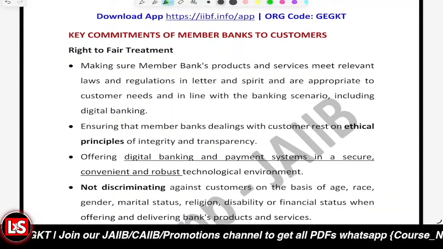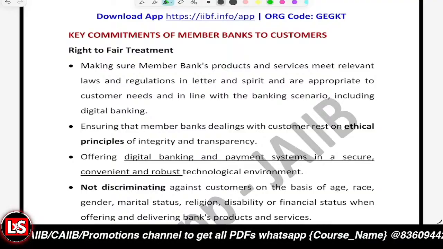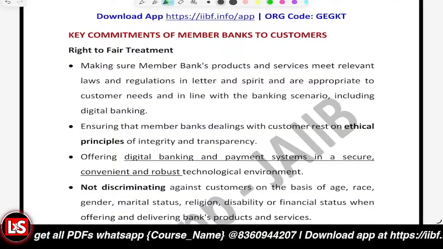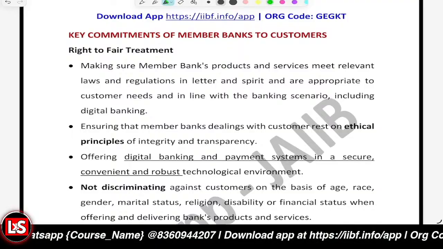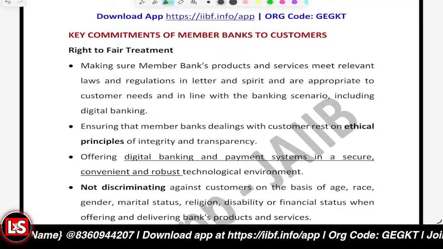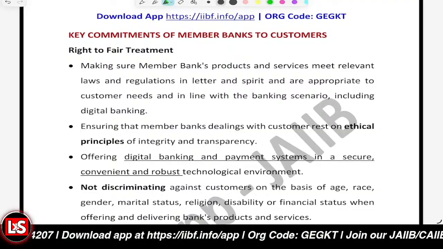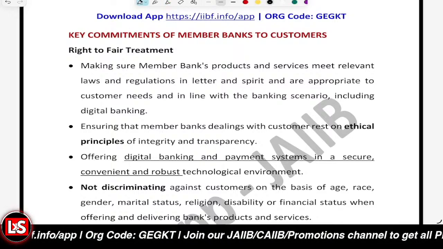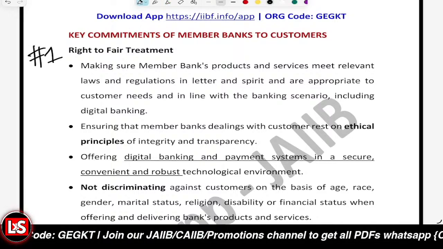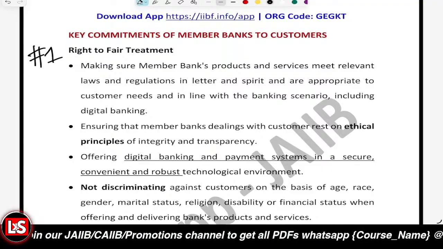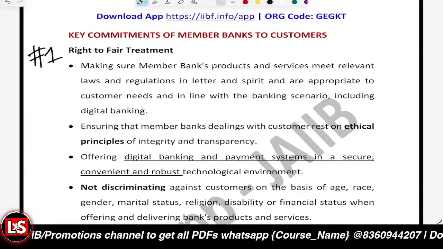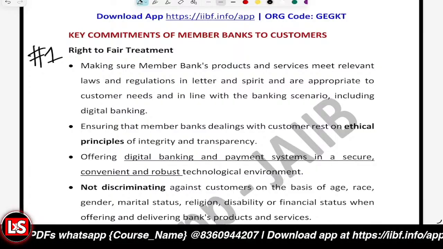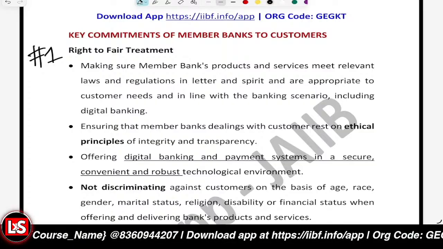Then it is related to the key commitments of member banks to the customers. After that, it's related to the key commitments of the member banks. Now, first thing, it's related to the right to fair treatment. Right to fair treatment. Like the member banks are expected to have fair, ethical, and customer friendly banking practices, right?